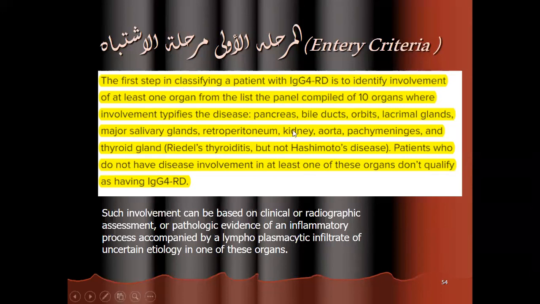ايه هم ال10؟ البنكرياس، البايل داكتس، اوربتس، لاكريمال جلانس، ميجور ساليفري جلانس، ريتروبريتونيوم، كدني، ايورتا، بيكي مننجيس، and thyroid gland, renal cystitis, but not Hashimoto. Patients who do not have disease involvement in at least one of these organs don't qualify as having IgG4.